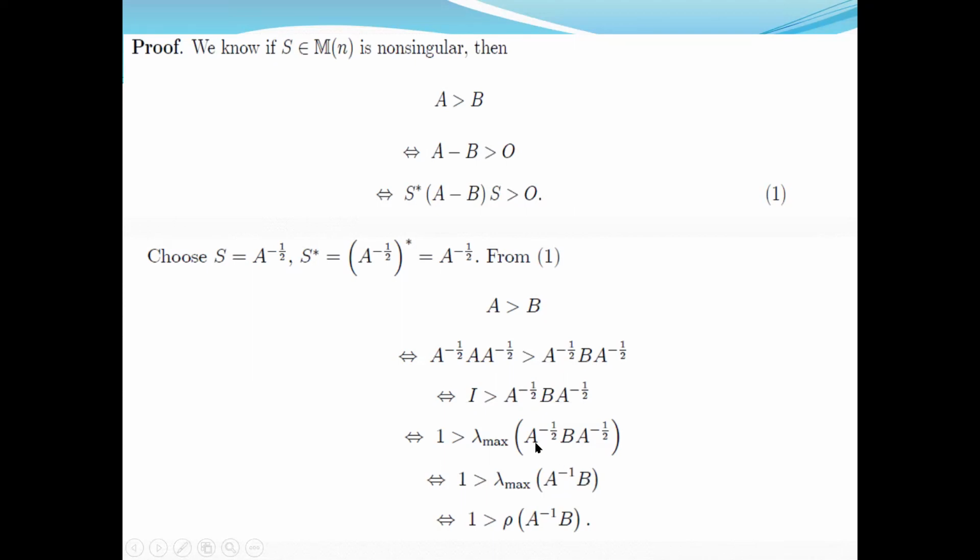Why? Because eigenvalues of XY are the same as eigenvalues of YX. So we can bring this A to the minus half to this side, and then we get A inverse B. And what is this? Rho of A inverse B. So 1 is greater than rho of A inverse B.